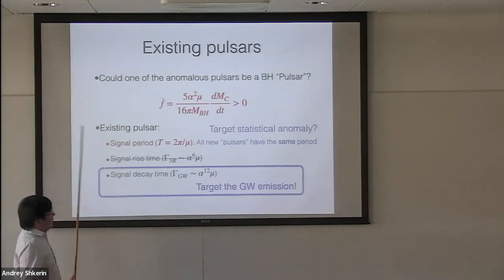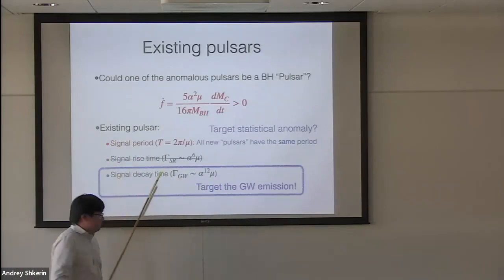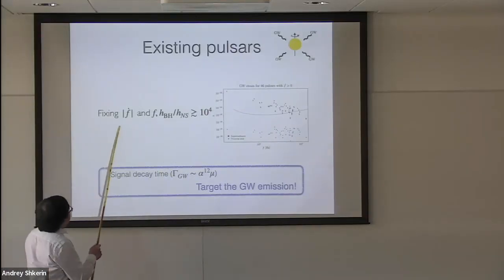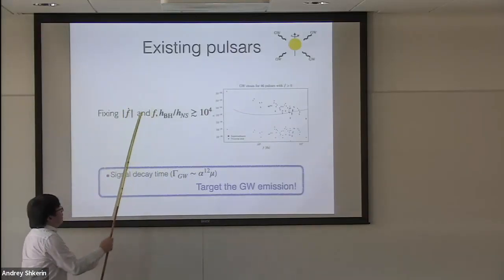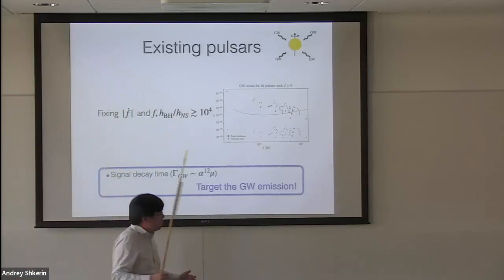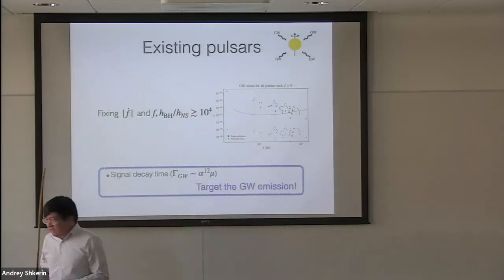And from a catalog of 3,000 pulsars, we try to look for the gravitational wave that is coming from these pulsating light sources. The reason we can do that is, if we fix F dot and F, the object we have has a much bigger quadrupole moment, and as a result it is producing much more gravitational wave than a normal pulsar, which is a neutron star.